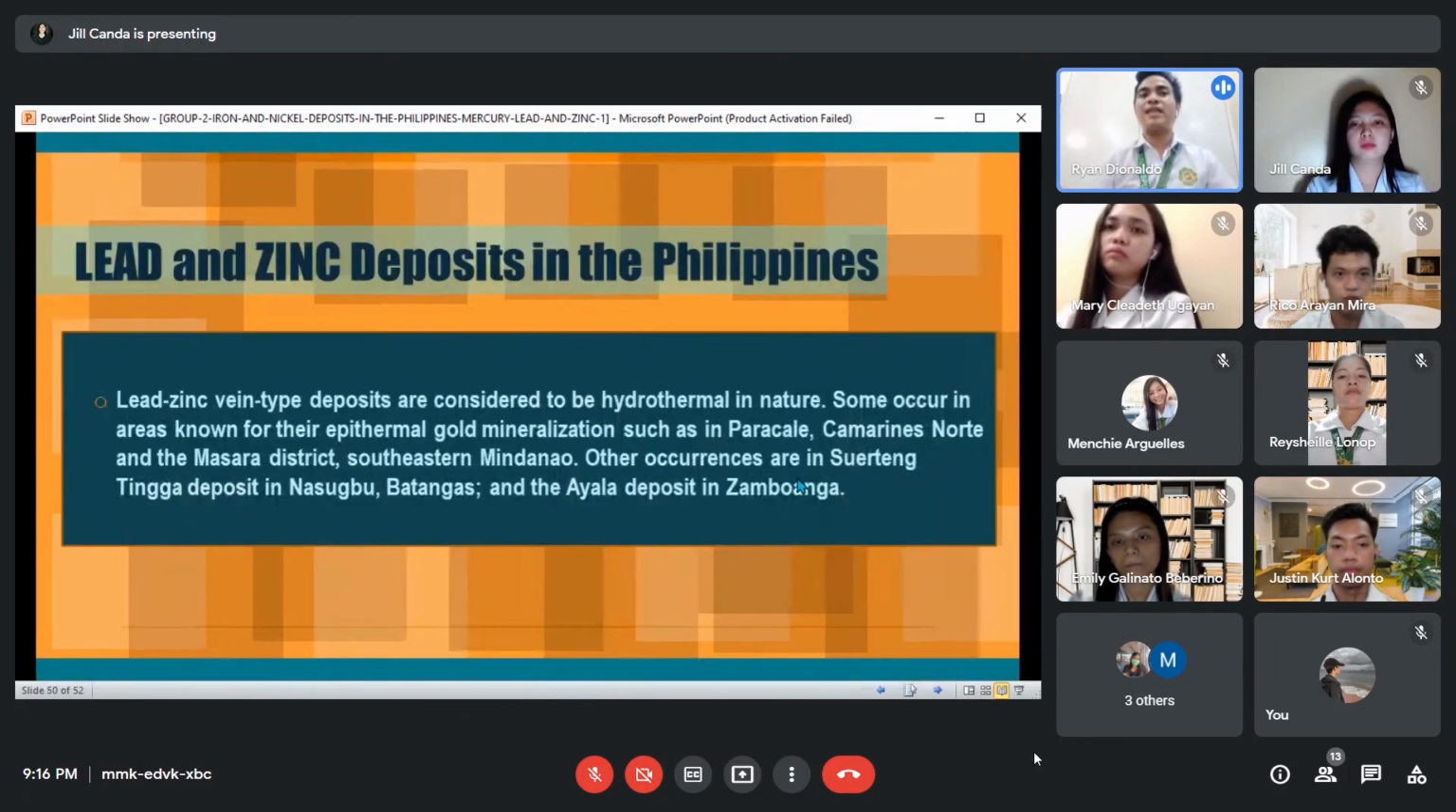Lead and zinc vein-type deposits are considered to be hydrothermal in nature. Some occur in areas known for their epithermal gold mineralization, such as in Paracale, Camarines Norte, and the Mazara district, southeastern Mindanao. Other occurrences are the Suerte-Tenga deposit in Nasugbu, Batangas, and the Ayala deposit in Zamboanga.